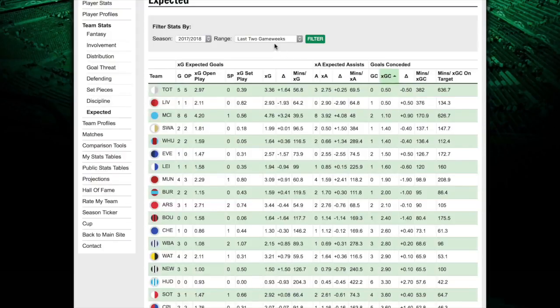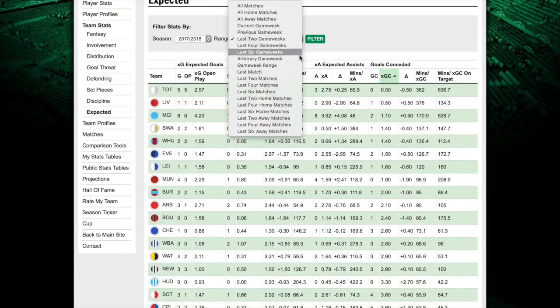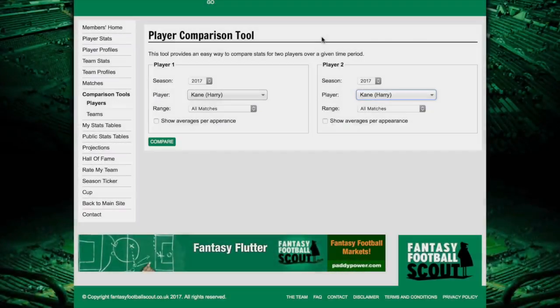I'm only showing it over the last 2 game weeks, of course, but you can see it over the season or any interval you want using our filters. We've built it into the comparison tools as well, where we can do some really interesting stuff.